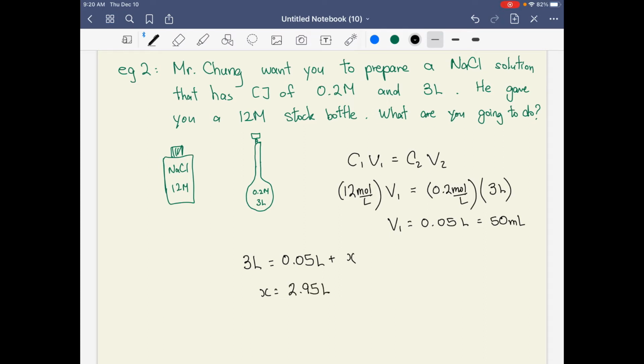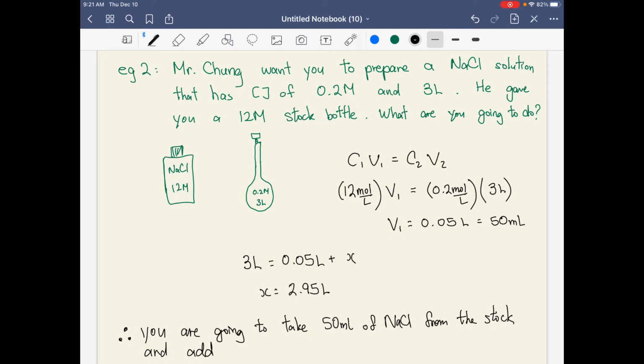Therefore, this question requires a therefore statement, because you're going to explain to Mr. Chung what you're going to do. Let's just say you didn't do it yet. You are going to take 50 milliliters of NaCl from the stock and add 2.95 liters of water.